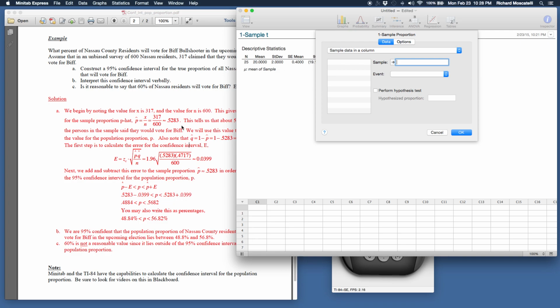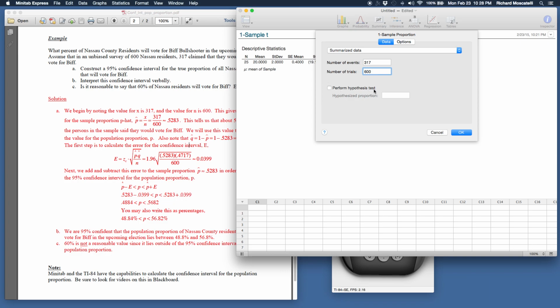The answer is no. They told us, they summarized it, said they asked 600 people, and 317 said, yeah, we're voting for Biff. So they want us to use that as a statistic to project what the percentage is going to be for all of Nassau County. We don't have that. We have the summarized data. So it says number of events, number of trials. Well, number of events is 317 events. And the number of trials, that's the total number of people that were asked. In this case, it's 600.